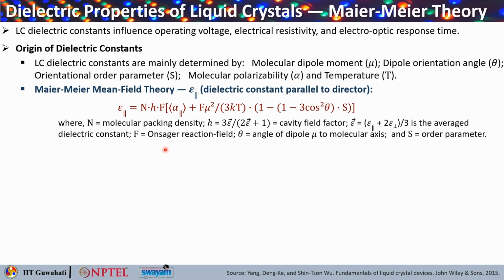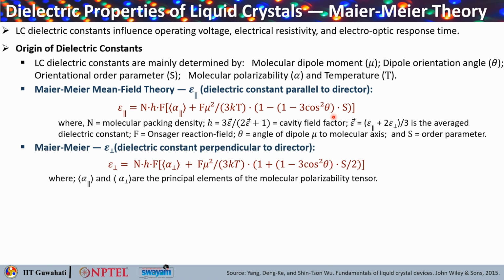That is the Onsager reaction field. Capital N is basically the molecular packing density. H is the cavity field vector, given as 3 epsilon divided by 2 epsilon plus 1. The epsilon that you see here is basically epsilon parallel plus 2 epsilon perpendicular divided by 3. That means it is the averaged dielectric constant. Theta is the angle of the dipole moment mu to the molecular axis, and S is the order parameter.